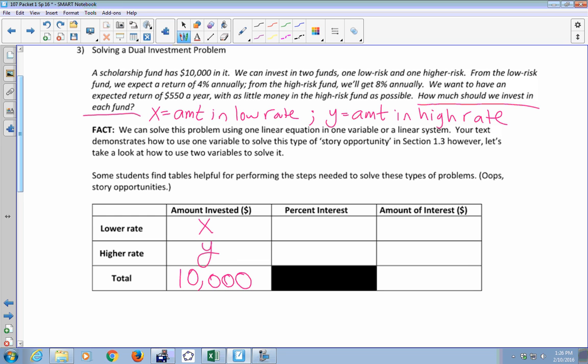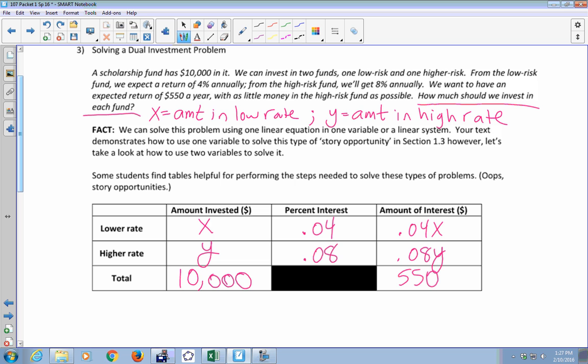The percent interest for my lower rate is 4%. Put that in as a decimal. And then my higher rate gets 8%. Put that in as a decimal. And then the way you calculate interest on an investment is you multiply the interest rate times the amount you invested. So I just do the amount invested X times my interest rate 0.04, and I get 0.04X. My higher rate, the amount of interest I make, is 8% of Y. And then what do I want my total amount of interest to be? $550.